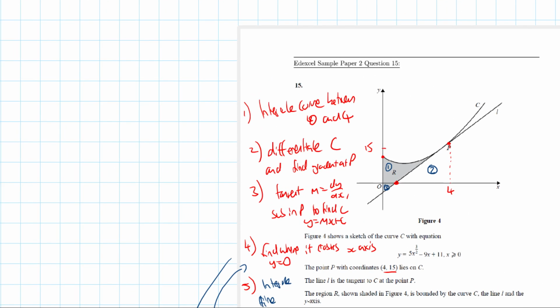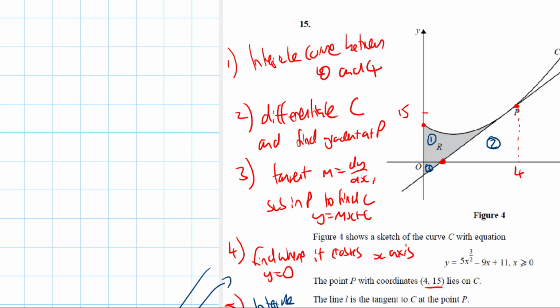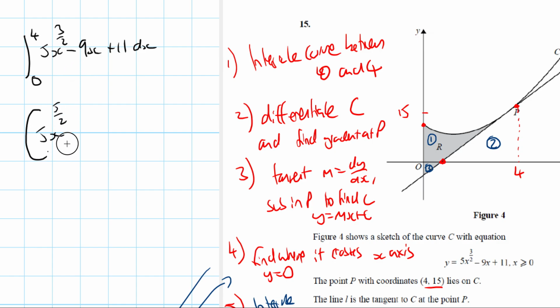So let's start again. Back in question 1, integrate the curve between 0 and 4. So we're going to integrate this, so 4 and 0, and it's going to be 5x^(3/2) minus 9x plus 11 dx. Raise the power by 1, divide by the new power, so it's going to be 5x. Raise the power by 1, so 3/2 plus 1 is 5/2, divided by 5/2, minus 9x squared, so raise the power by 1, divide by the new power, and then 11x between 4 and 0.